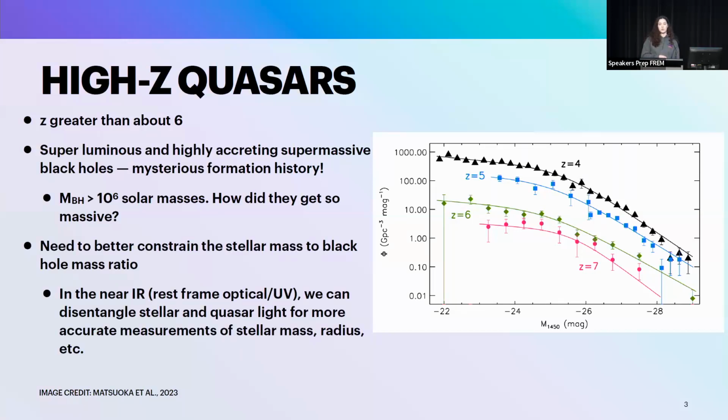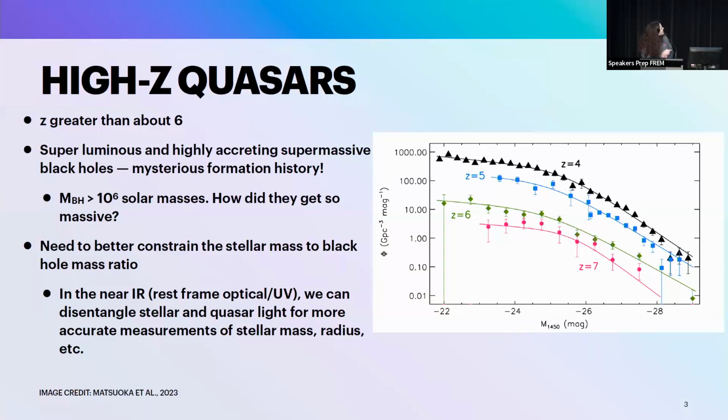And to be able to answer questions and explain how that happened, we need to be able to better constrain the stellar mass to black hole mass ratio. And we can kind of do that in the sub-millimeter. We can trace the cold dust of high redshift quasar hosts, but that just gives us a dynamical mass that isn't very accurate. So to be able to do that accurately enough to constrain our models, we need to observe these quasars in the near infrared, or the rest frame optical UV, so that we can actually disentangle the stellar and quasar light for more accurate measurements of stellar mass, radius, and other properties.